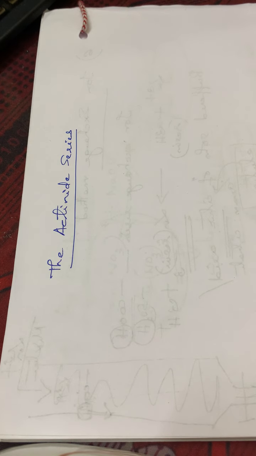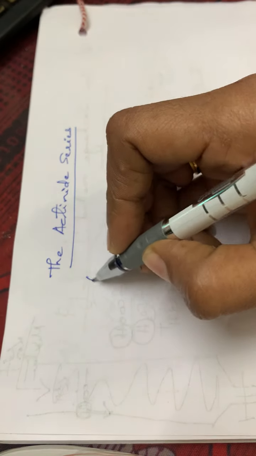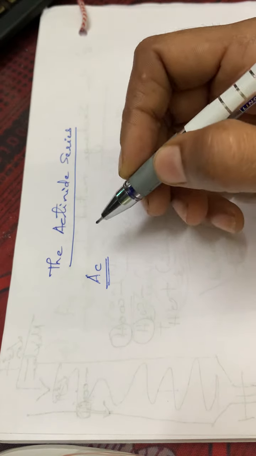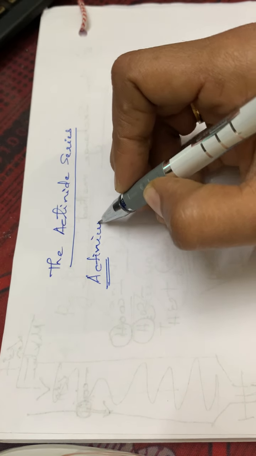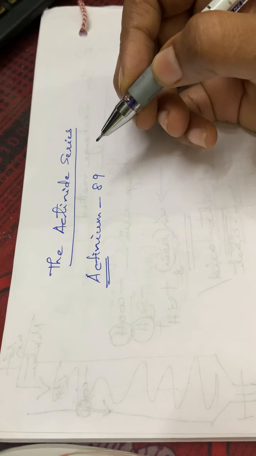Good morning, dear students. Today we will discuss the actinide series. So far we have seen the lanthanide series and the next series is the actinide series. And you all know the starting element of this actinide series is actinium, with atomic number 89.